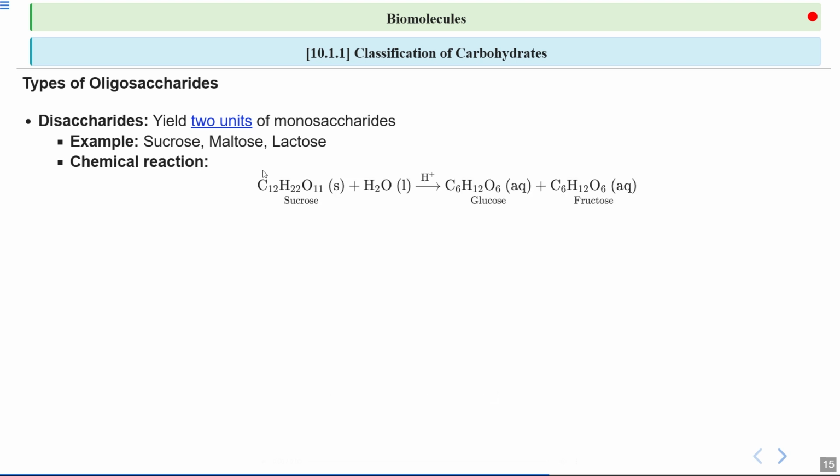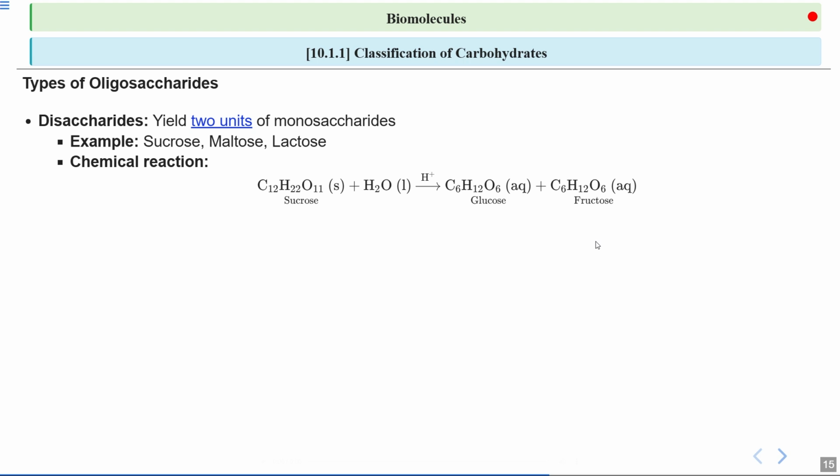Look at this chemical reaction for the hydrolysis of sucrose. When sucrose, which is C12H22O11, reacts with water in the presence of an acid, it breaks down into glucose and fructose. So sucrose has this molecular formula, and we have one molecule of glucose and one molecule of fructose.